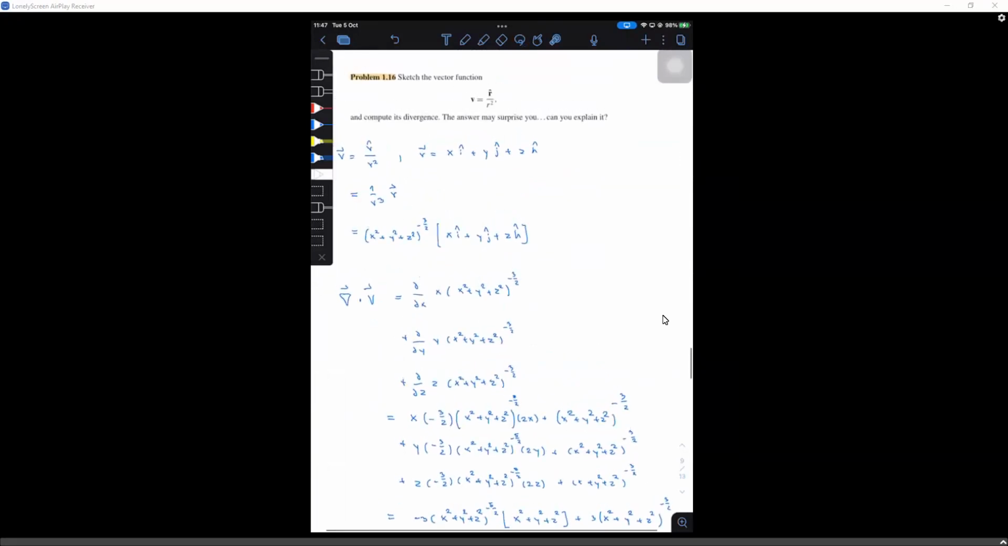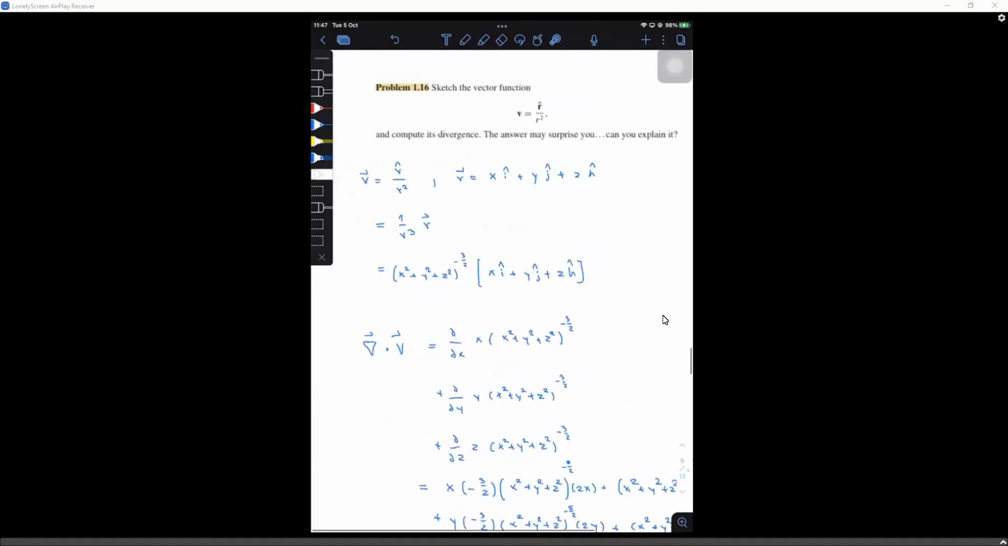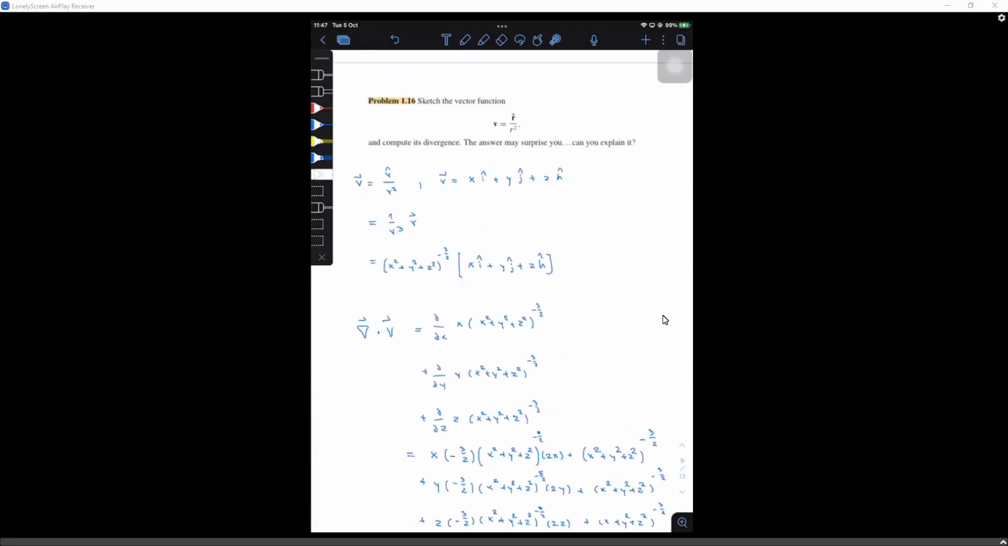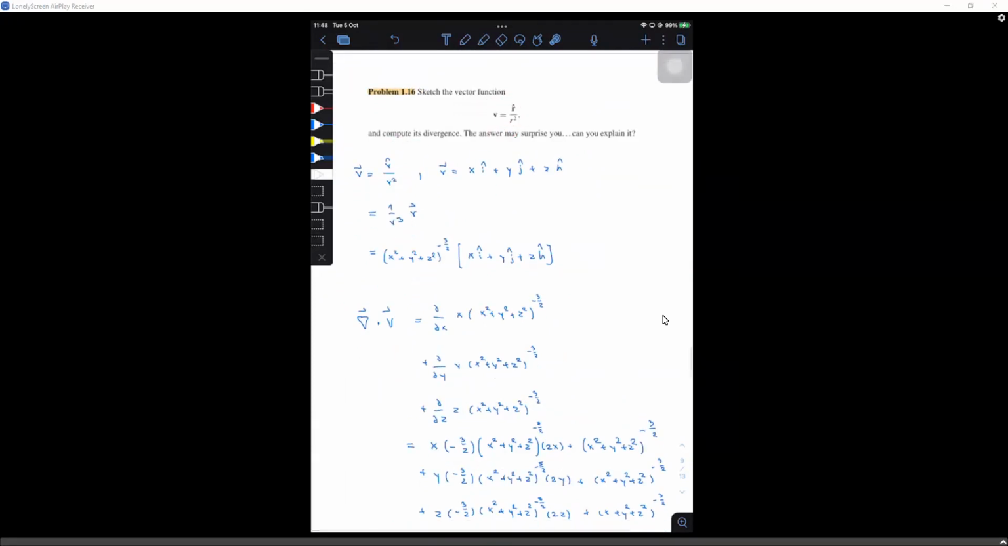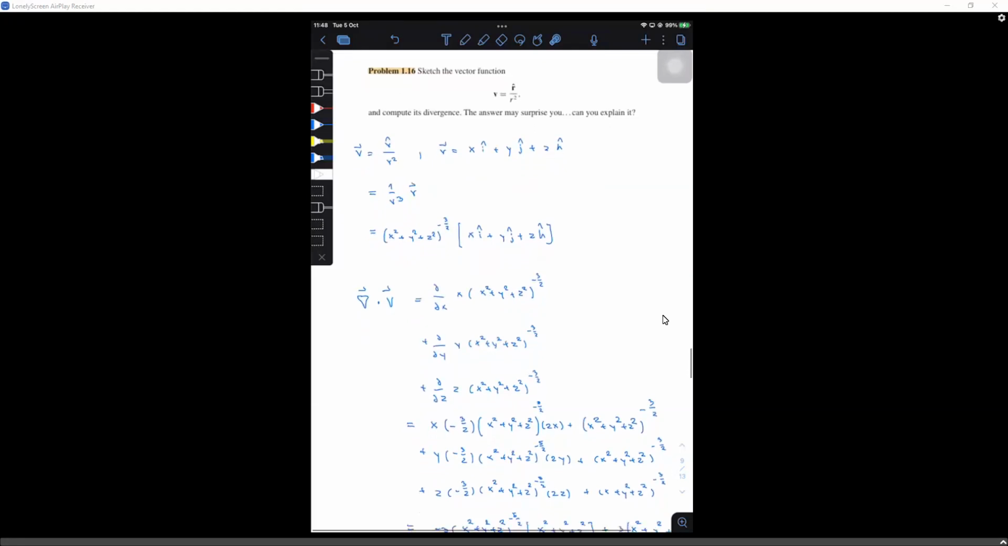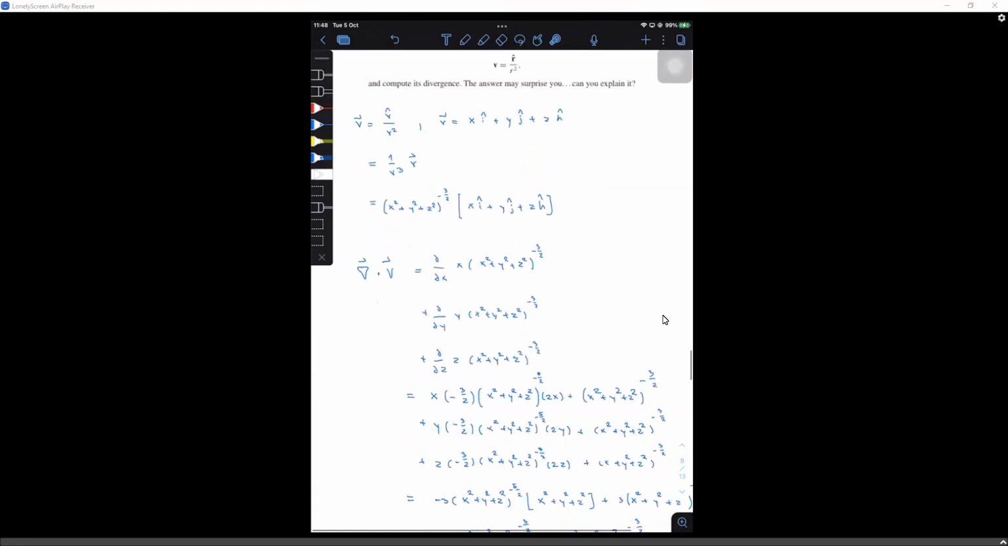I will do question 1.16. For this question, we need to sketch the vector function of this vector and compute the divergence. So first, I would like to sketch the vector function, which I do using the Mathematica program.